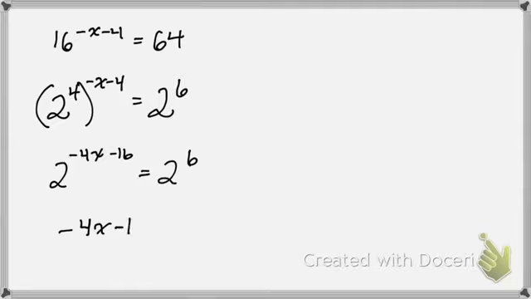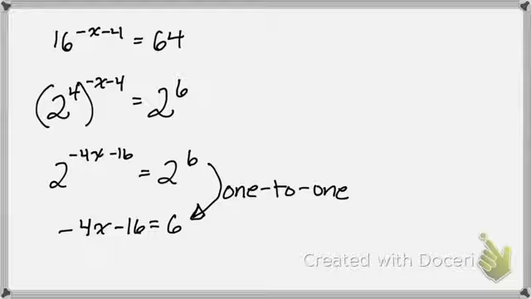Negative 4x minus 16 equal to 6. From this step to this step is using the one-to-one property. And then from there, we could solve for x. Shouldn't have a problem of a domain issue here. The domain of this is all real numbers. So I'm not going to solve that and figure out what x is. That's a simple algebraic equation to solve, and I would think anybody could do that. So let's move on to the next one.